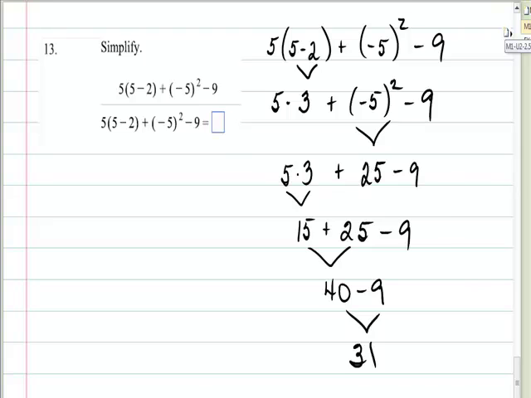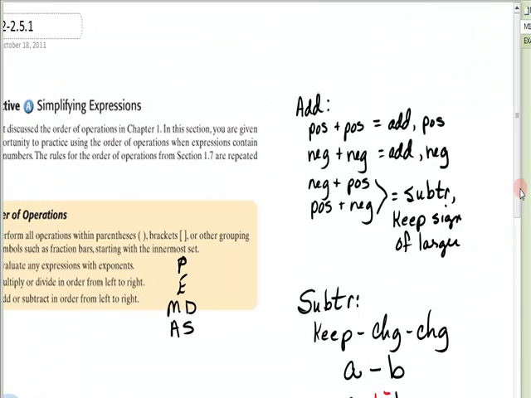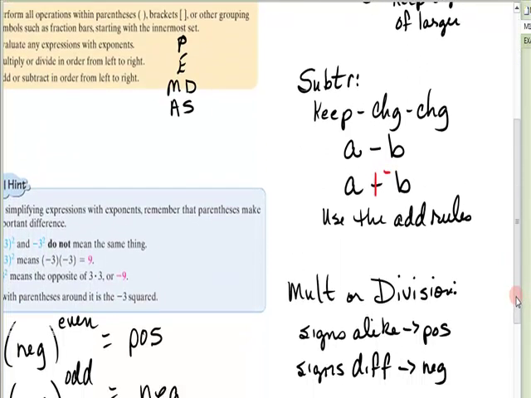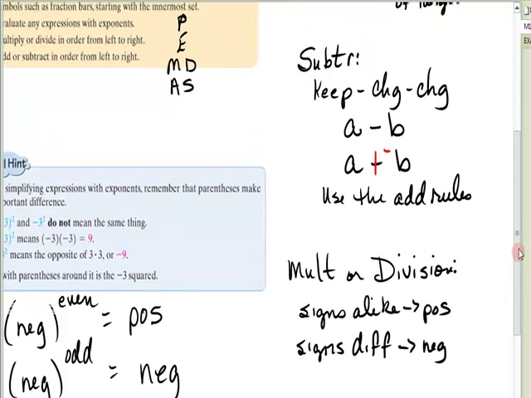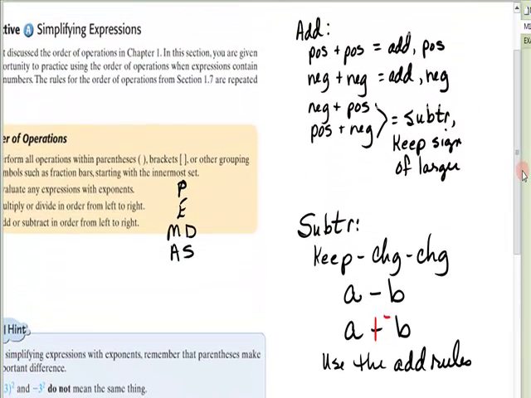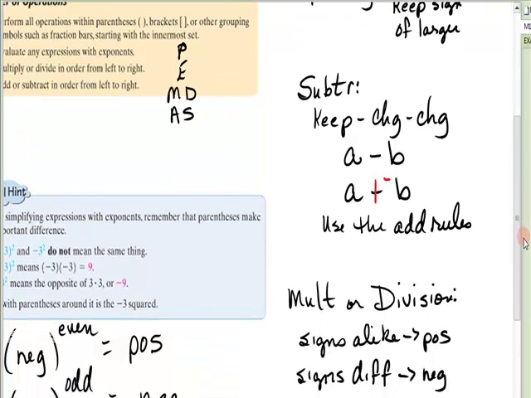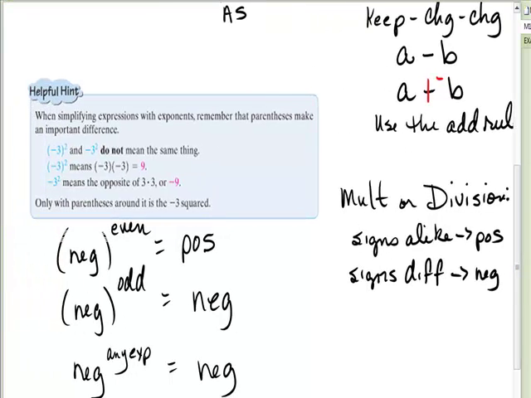So you might want to go back and make sure that you are comfortable with the rules for addition of integers, subtraction of integers, multiplication and division, and the rules about exponents. So you can pause this at any time to get the rules that you might need. Okay, good luck with that one.